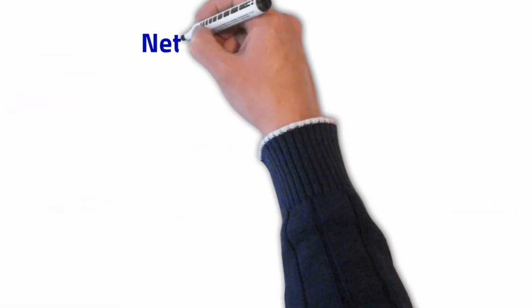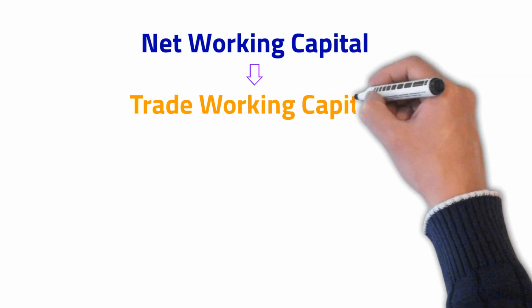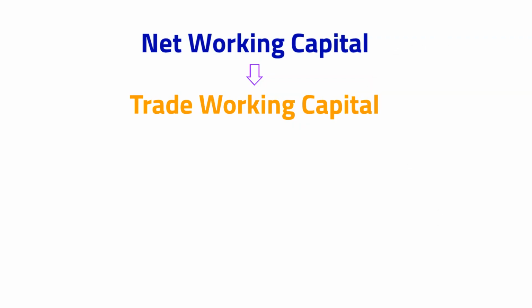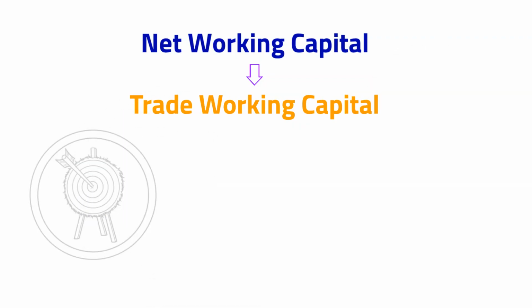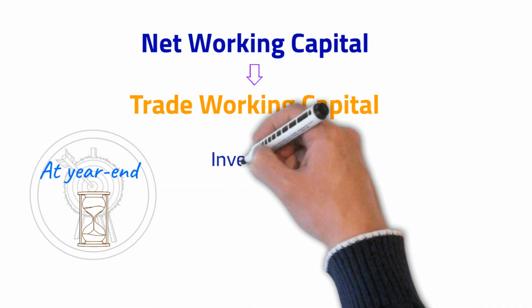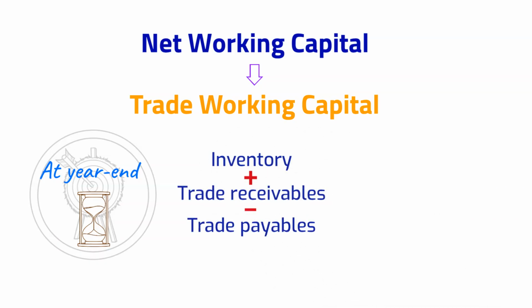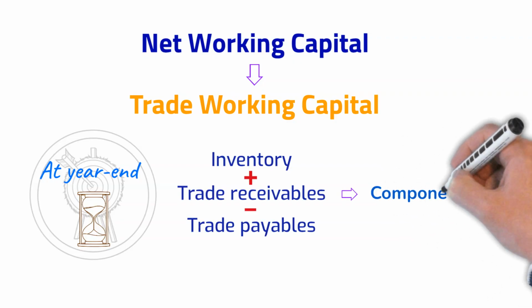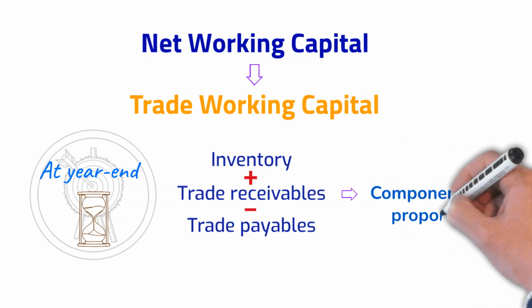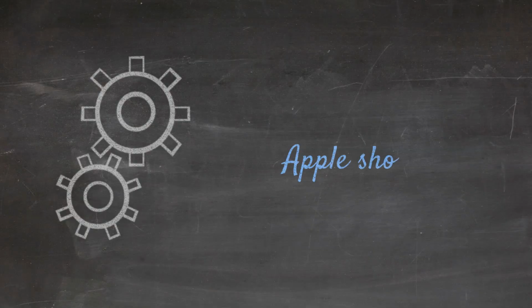So, how do we analyze net working capital? To simplify things for now, we will look at trade working capital only, skipping other assets and other liabilities. We will come back to them later. Let's start with the year-end snapshot. At the end of the year, we look at the following classical components of trade working capital: inventory plus receivables minus payables. But now we don't stop at the total amount. We break it down into components and proportions, as only they can tell us what is going on with our business. Let's have a look how our Apple shop is doing.